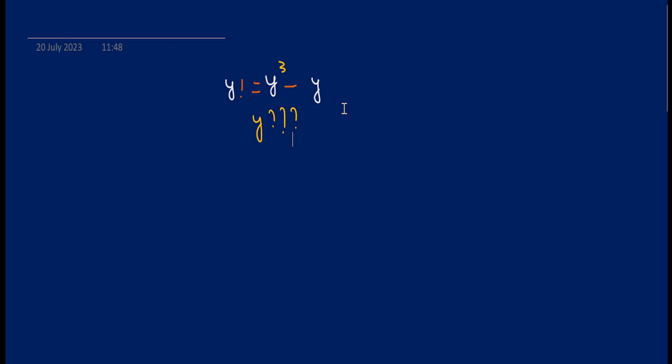We are going to solve some interesting tricky equation. Now the given equation is y factorial is equal to y cube minus y. We have to find the values of y. Pause the video for 1 minute and see whether you can solve this on your own. Let's look at the solution.